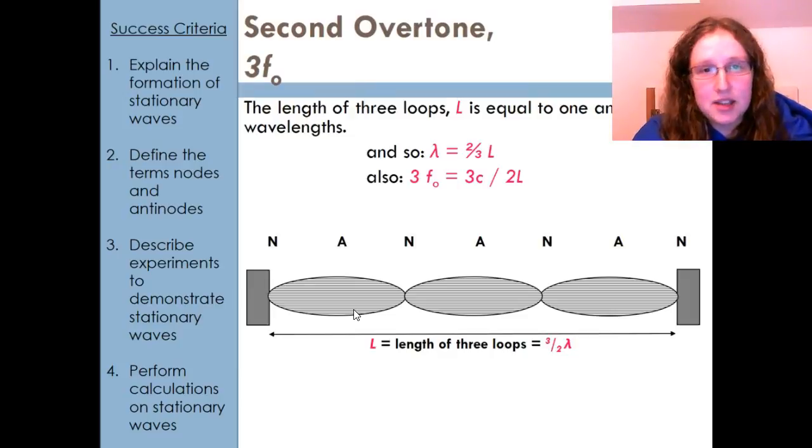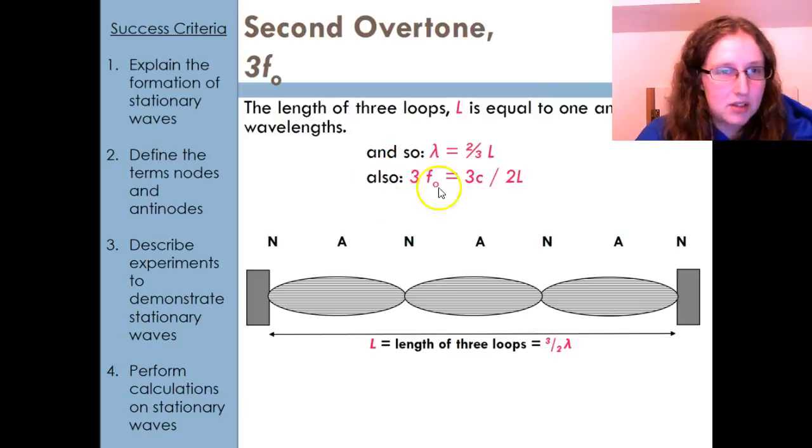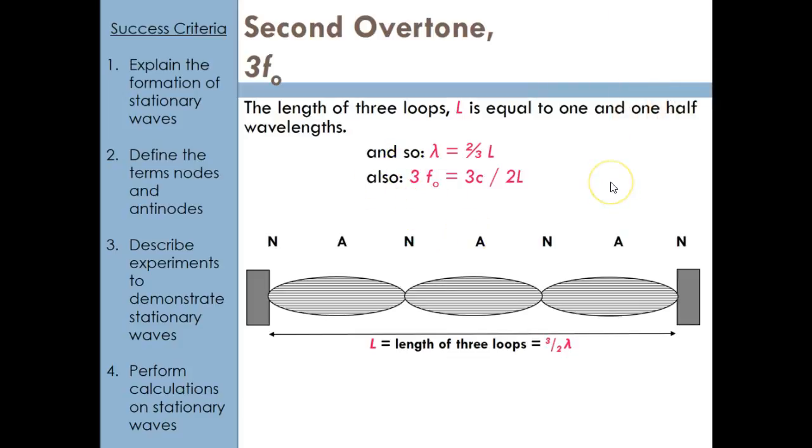And I can keep going with this. I could go up to a third one. Again, I've got to end with a node because it's a string that's closed at either end. So it goes node, antinode, node, antinode, node, antinode, node. So now this distance is 3/2 wavelengths, and I can come up with a statement for the frequency of that wave. Oh, sure, it's covered up my writing. There we go. So this is for a string.